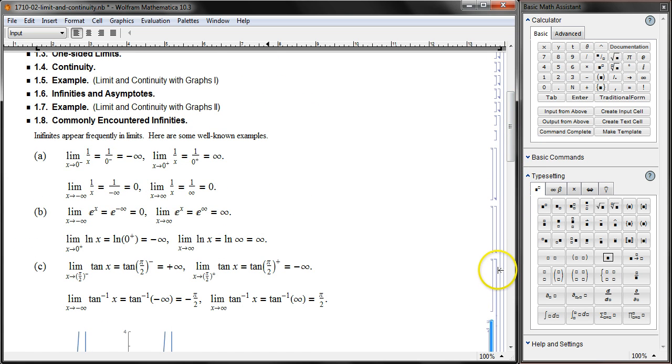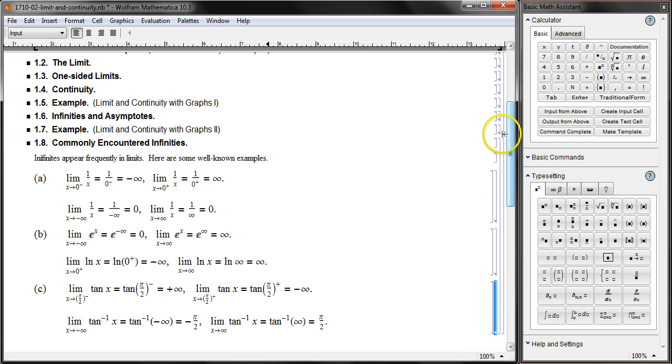In short, if you draw the picture, if you draw the graph, you can see all these. Without the graph, it's going to be hard.